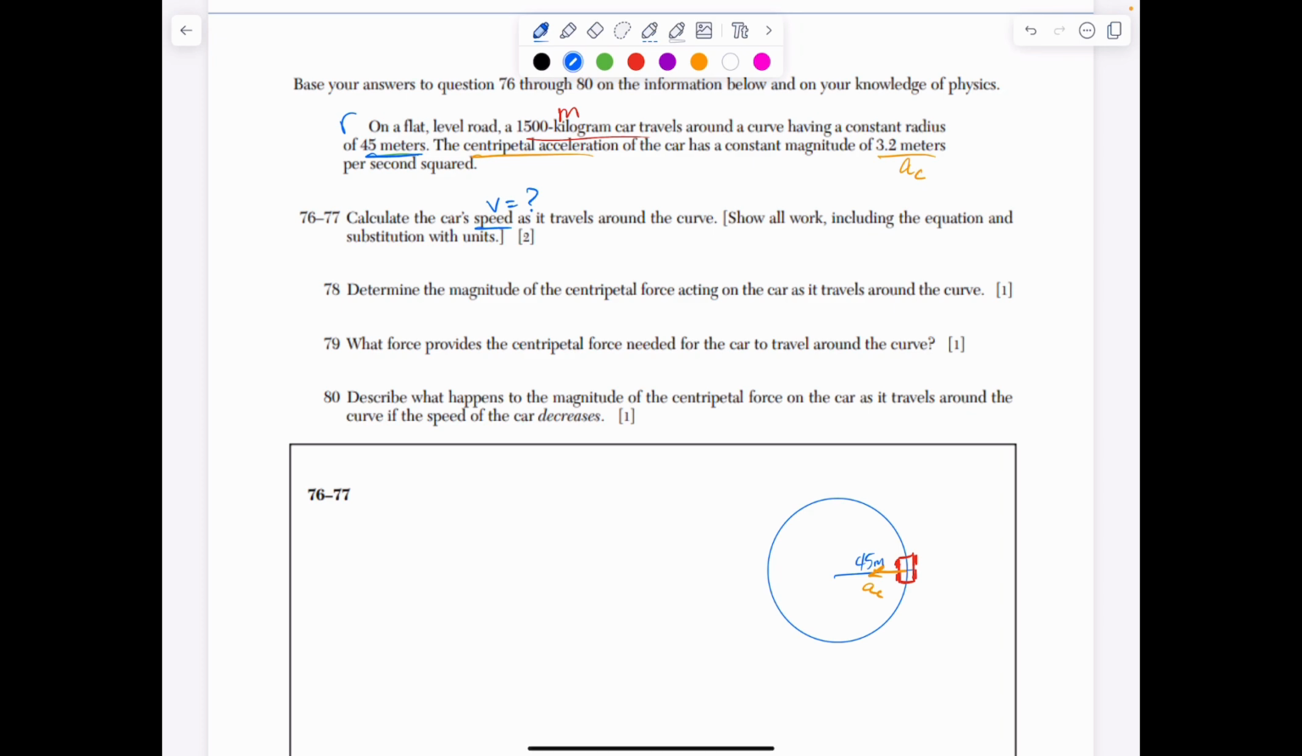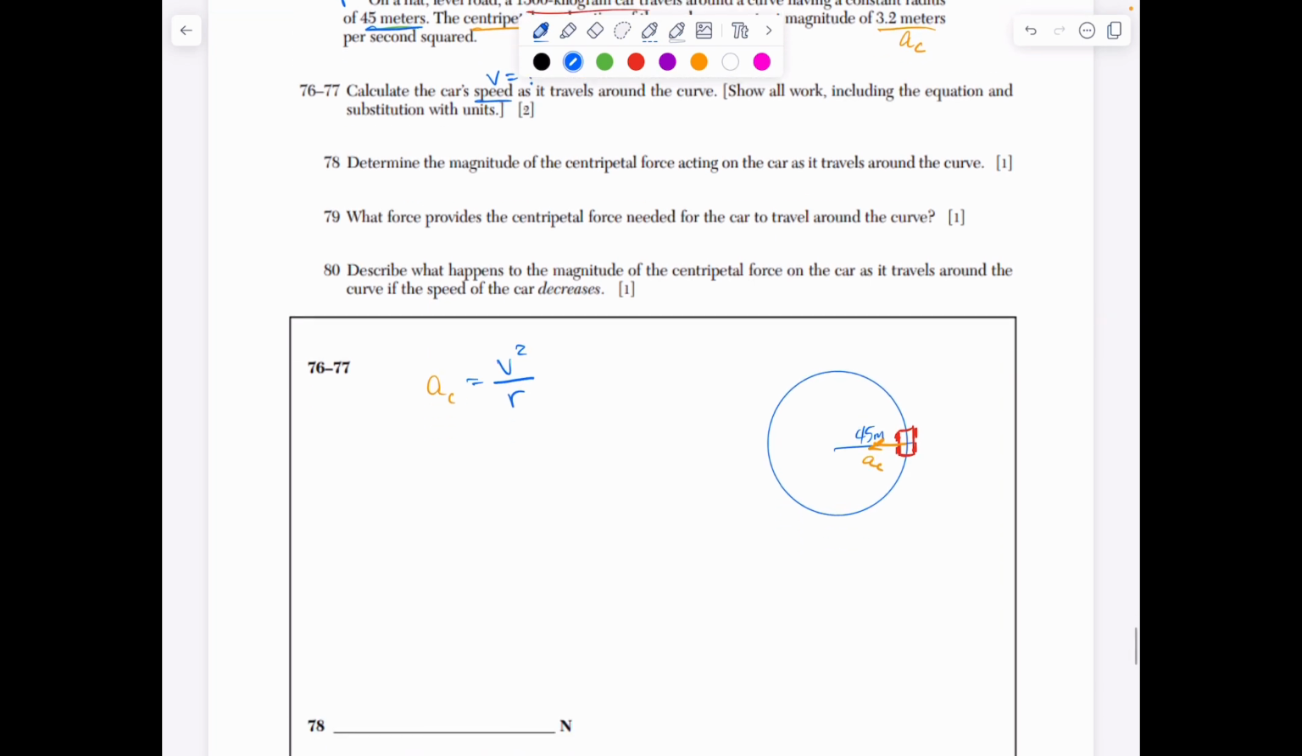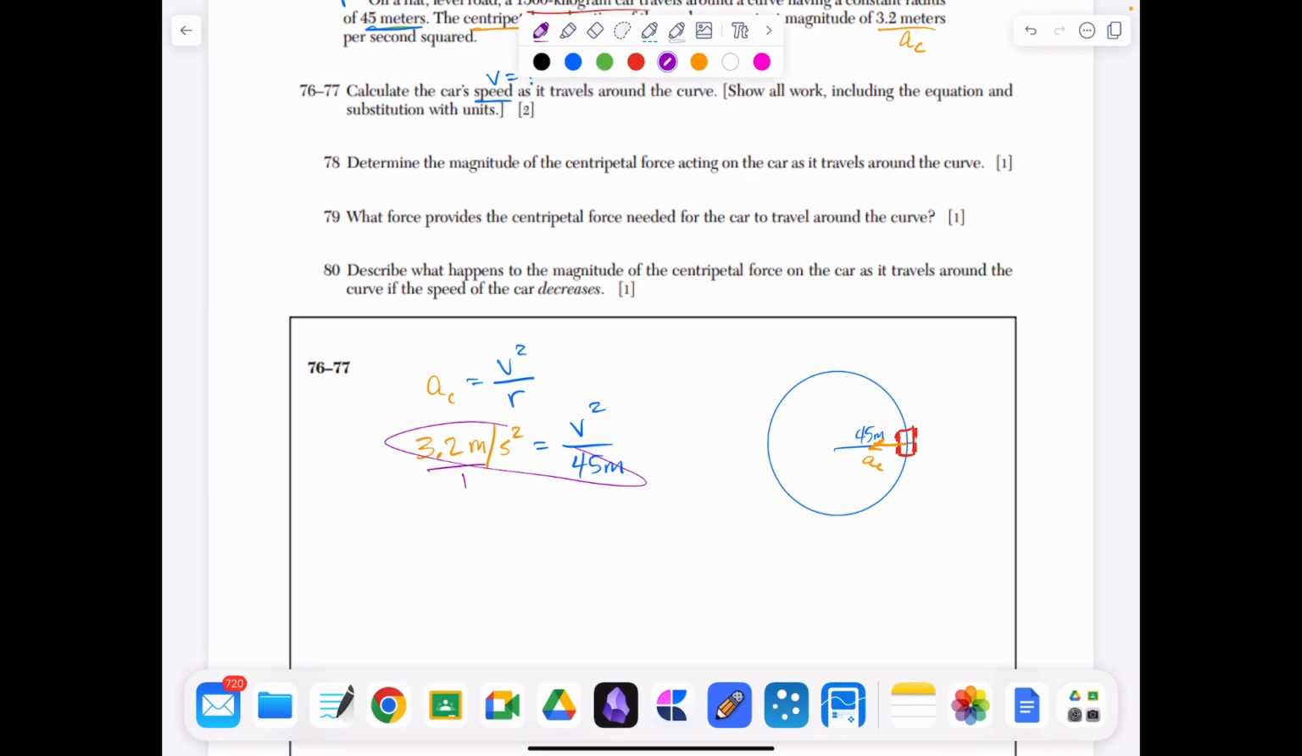And so with all this stuff, hopefully you remember that centripetal acceleration is equal to V squared over R. There's our equation. We plug in AC is 3.2 meters per second squared. Velocity is what we don't know. The radius is 45 meters. And we're going to need to cross multiply to solve this. Put this over 1. And again, I'm going to plug in my calculator.